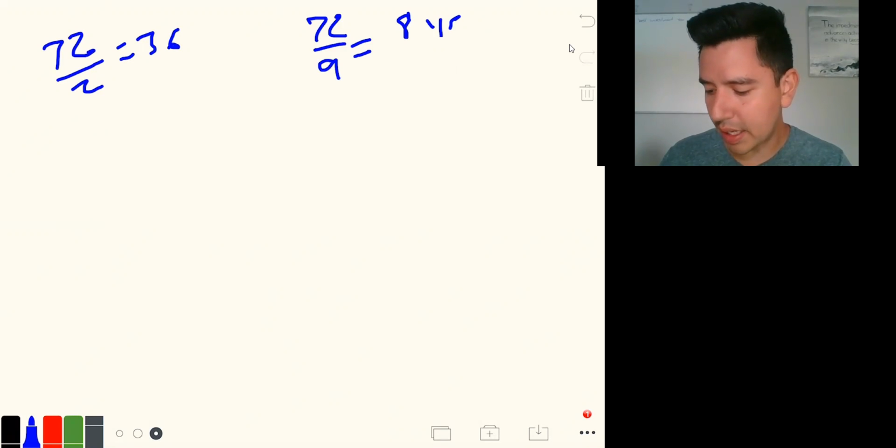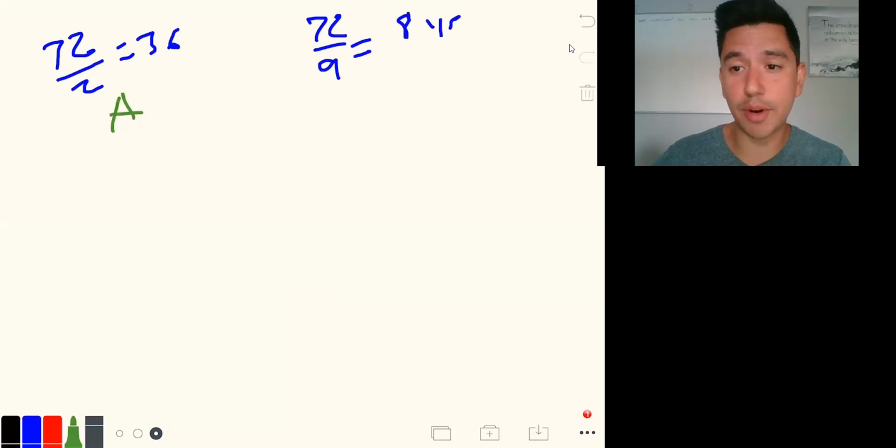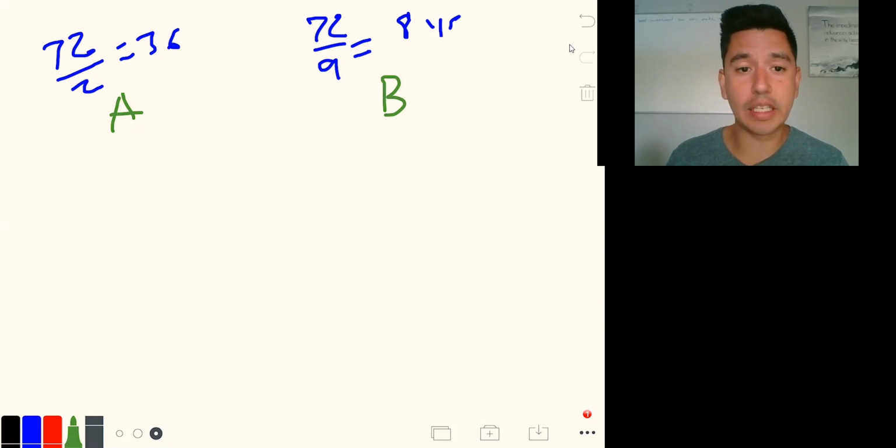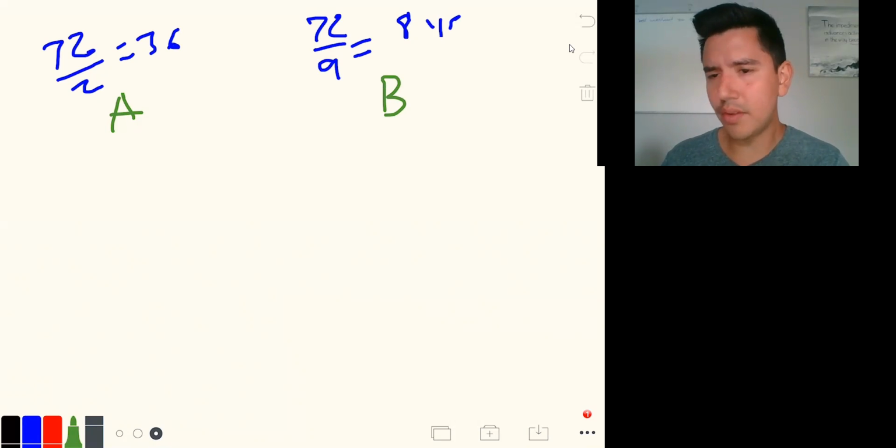We have person A right here getting a 2% return. And then we have person B who's getting a 9% return on their human capital as a person. And so let's just give it a monetary number. Let's just say both people start out at age 18.